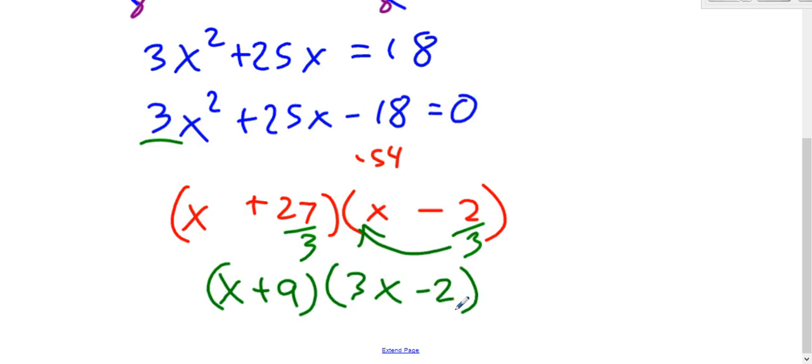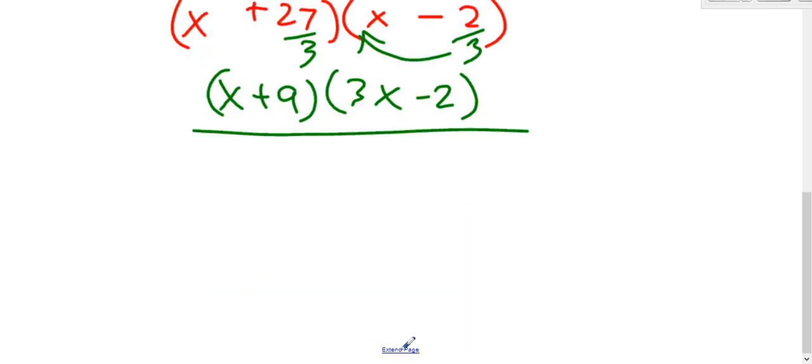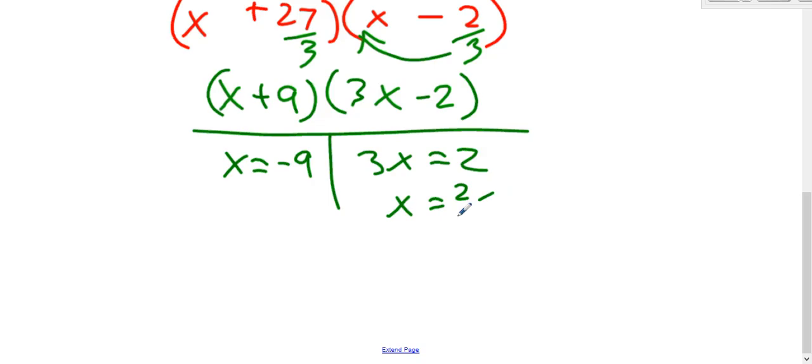X times 3x is 3x squared. 9 times negative 2 is negative 18. And the addition would work out for 25 also. So set that equal to 0, solve it out. You get x equals negative 9. And 3x equals 2, so x equals 2/3.